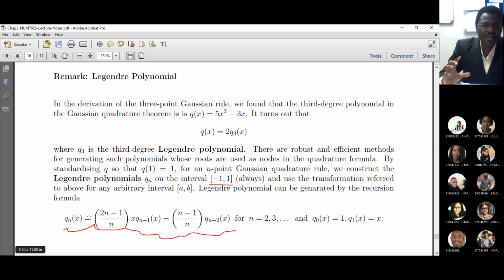So that is the power of numerical programming. And as I mentioned earlier on, if you take a numerical methods textbook, you will see the roots are given. If you want n equal to this, they give you a list.